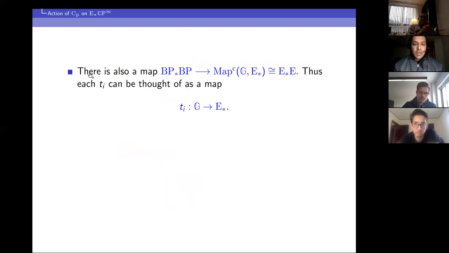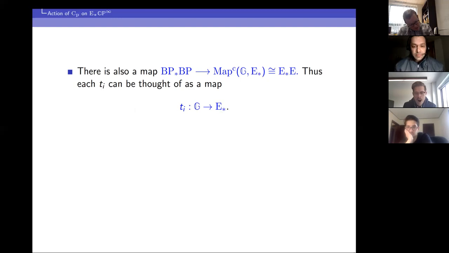We also have a map from BP_*BP to the continuous maps from the Morava stabilizer group to E_*. We can think of this as E_*E. Perhaps we have to localize once more to have this description. With this map, each t_i can be thought of as a map from the Morava stabilizer group into this ring E_*.